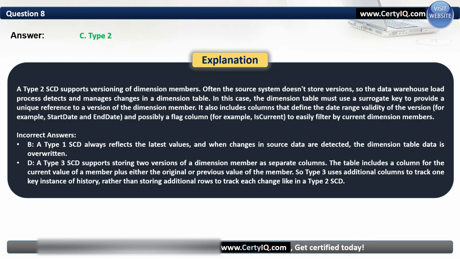Often, the source system doesn't store versions, so the data warehouse load process detects and manages changes in a dimension table. In this case, the dimension table must use a surrogate key to provide a unique reference to a version of the dimension member. It also includes columns that define the date range validity of the version and possibly a flag column to easily filter by current dimension members.